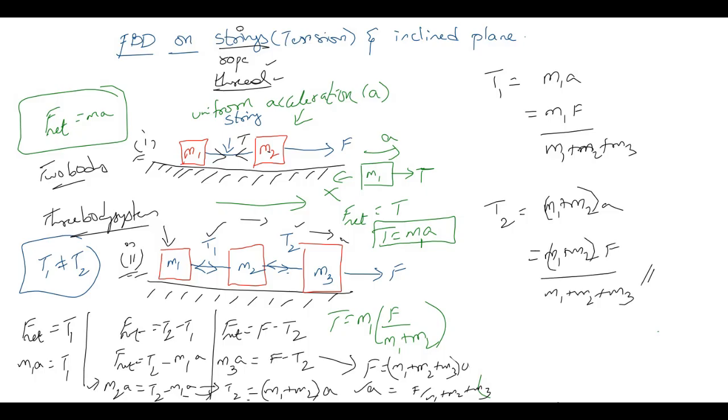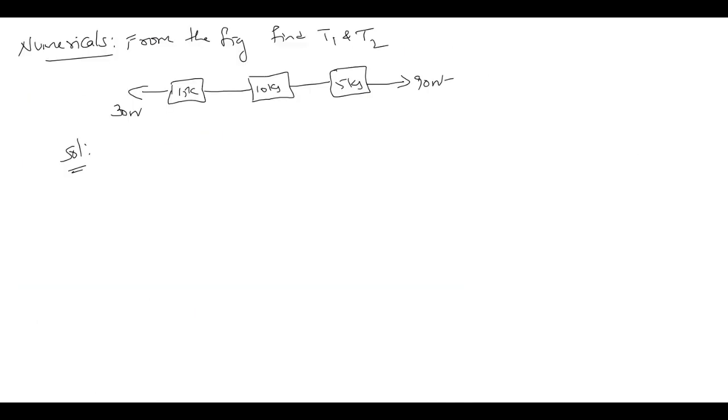Now observe here. For M1 nothing is there at the back side, therefore only M1 in F by M1 plus M2 plus M3. For M2 we have M1 at this side, therefore M1 plus M2. Understood? So if you see, let us take this one as F1 and this one as F2. Here F1 is greater than F2, therefore the body will move along this direction. So acceleration will be this side.